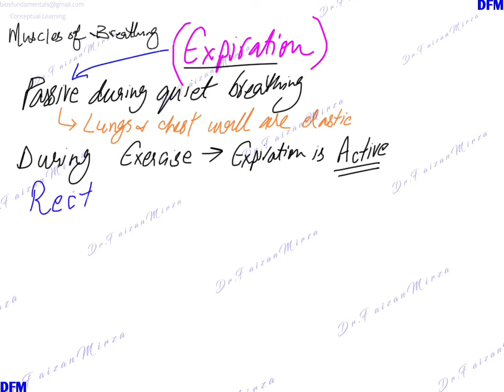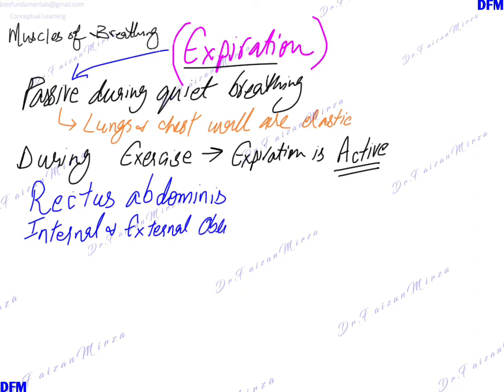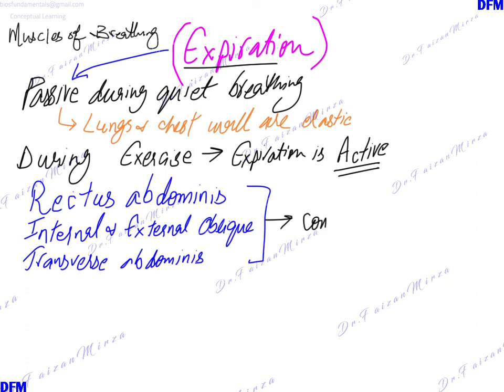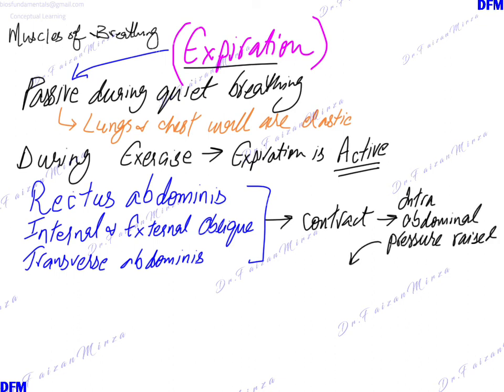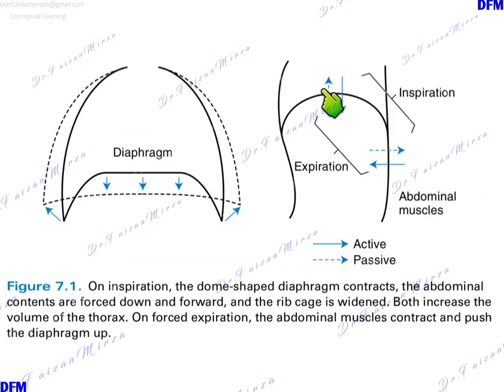So which muscles are involved here? The muscles involved in expiration are the rectus abdominis, as well as the internal and external oblique muscles. The transverse abdominis is also used here. All these muscles contract, and when they contract, the intra-abdominal pressure rises. And why does this pressure rise? Because the volume decreases. Again, applying Boyle's law there. So the diaphragm is pushed up, and when the diaphragm is pushed up, the thoracic volume decreases. When the thoracic volume decreases, the pressure inside the thoracic cavity increases, and this pushes the air out of the thoracic cavity.